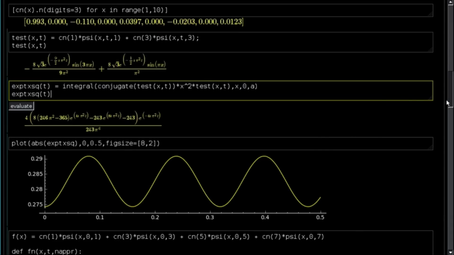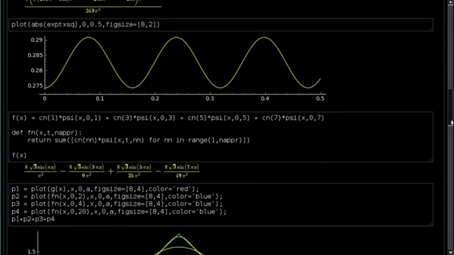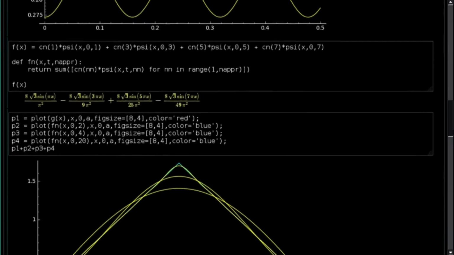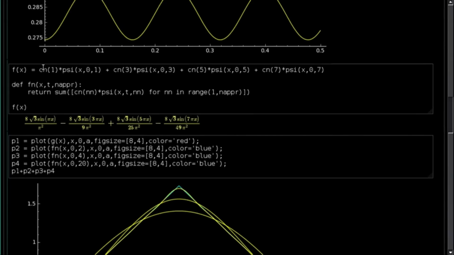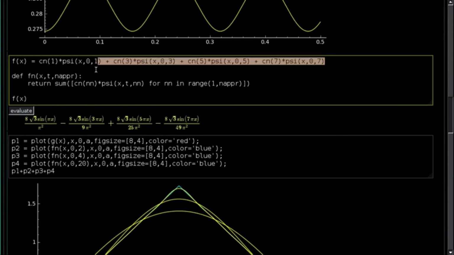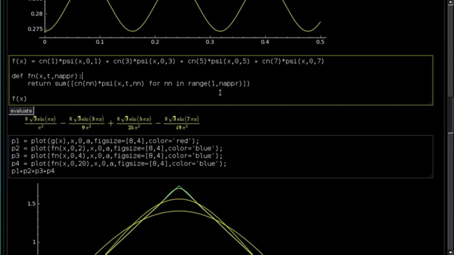What does this actually look like in the context of the wave function? Well, the wave function itself is going to be a sum, c sub 1 times psi 1, c sub 3 times psi 3, c sub 5 times psi 5, c sub 7 times psi 7, etc. I can do that in general by making this definition of a function, where I just add up all of the c sub n's and all the psi sub n's for n in some range. F of x, if I go out to 7, looks like this. You can get a feel for what it would look like if I added more terms as well.